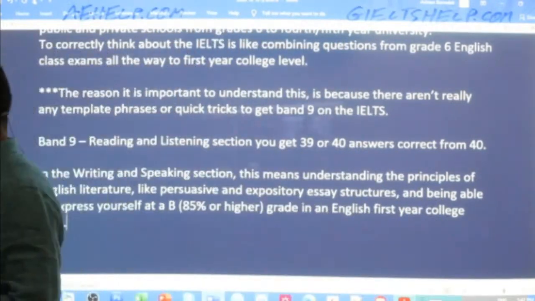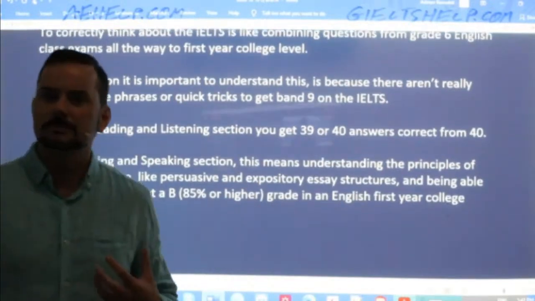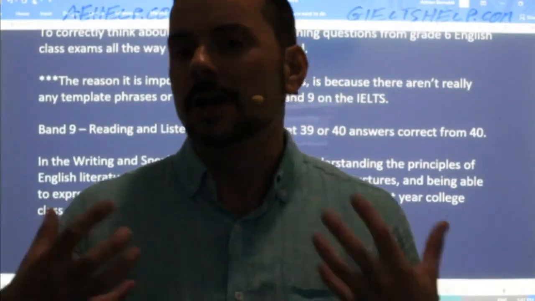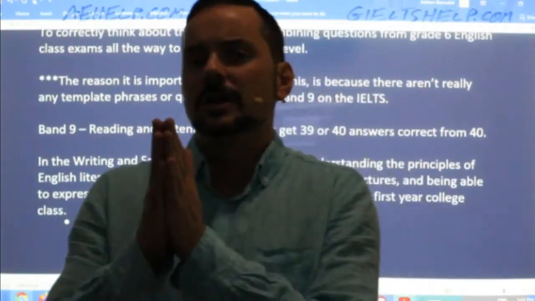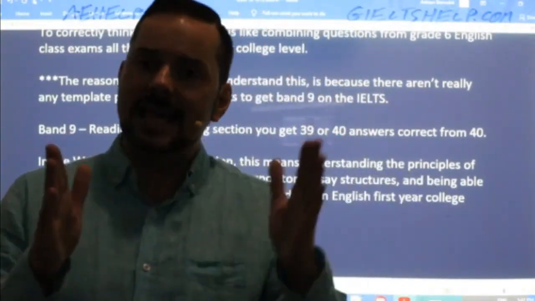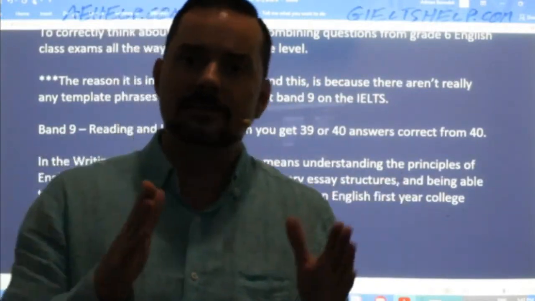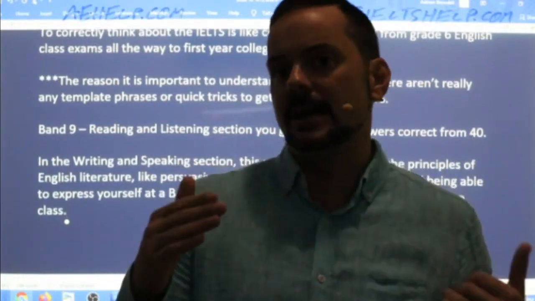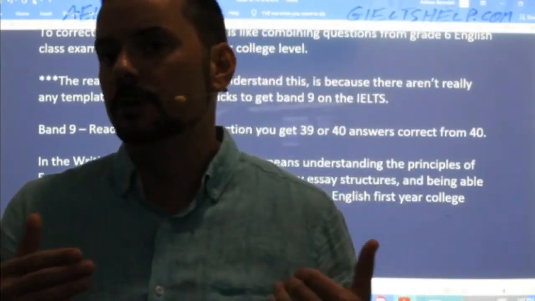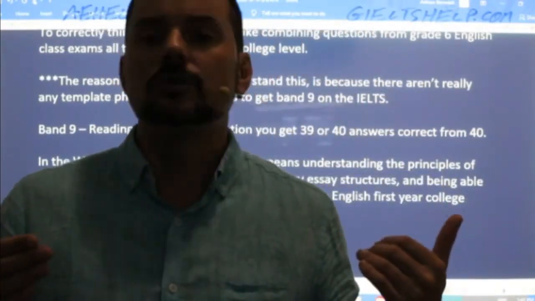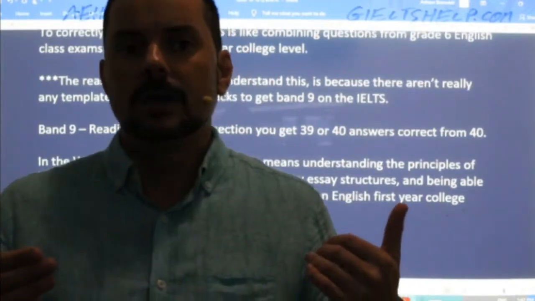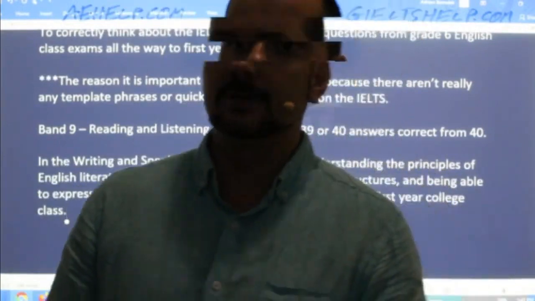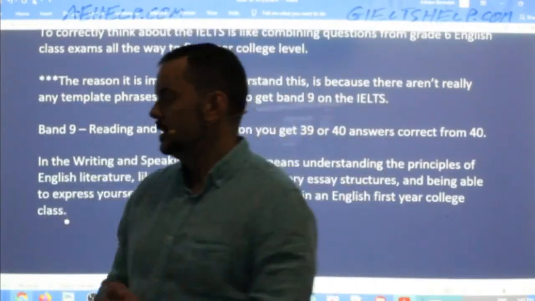Was that helpful, members, giving a little bit of insight into the concept of a band 9? And then, of course, going backwards to band 8, a very good user, or band 7, that's just minusing from that level. So a band 8 would be like a grade 12 A, 90% in English class.